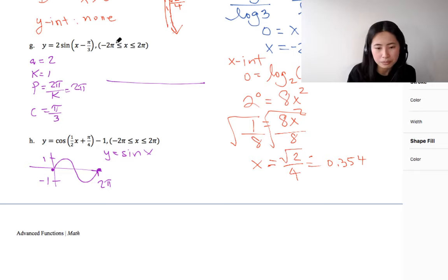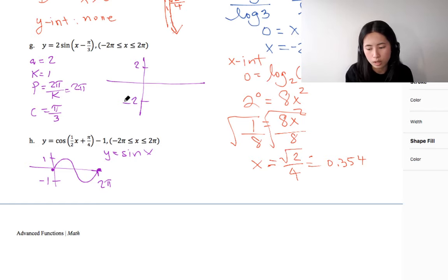So let's draw that. And also, because your amplitude is 2, that means you have 2 and negative 2 as opposed to 1, right? So that means it has to go up until 2 and it has to go down until negative 2. So your pi over 3, because we're translating to the right, that means we're moving, right? Because x is equal to pi over 3, so we're starting at pi over 3.